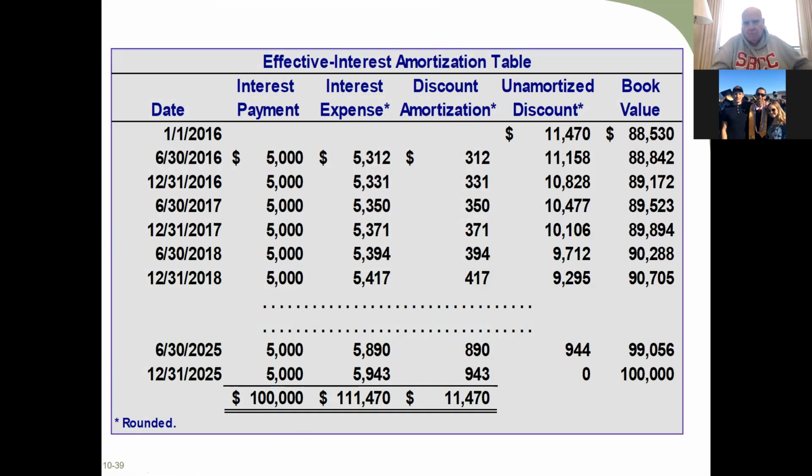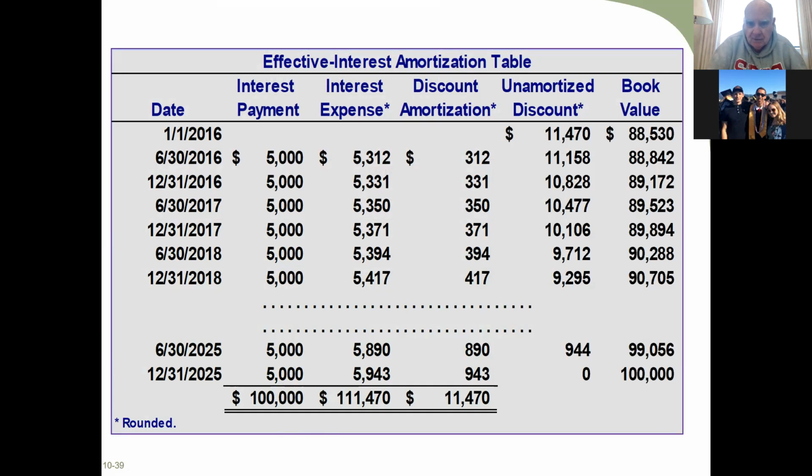If you took 88,842 times 0.12 and then divided it by 2 to get 6 months, and I'm going to do it here. I hope you have a calculator. Fun with numbers. 88,842 times 0.12 divided by 2. I get 5,331. Do you? Yeah. So notice the amortization went up a little bit.